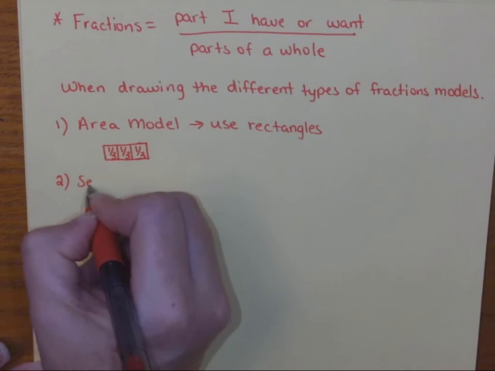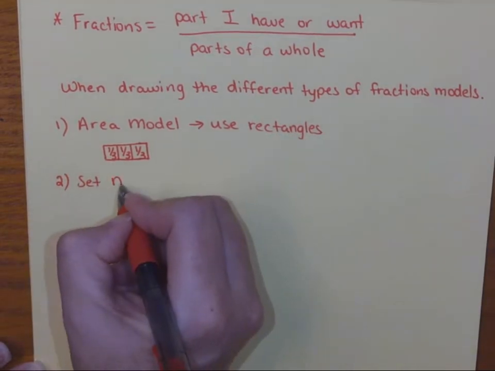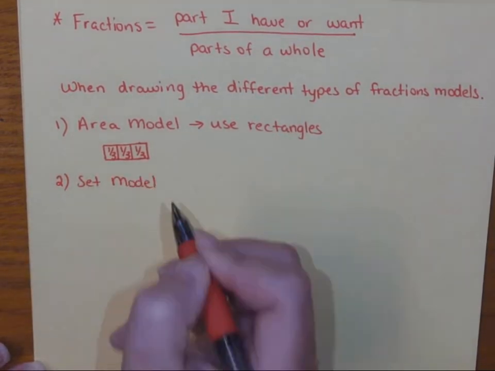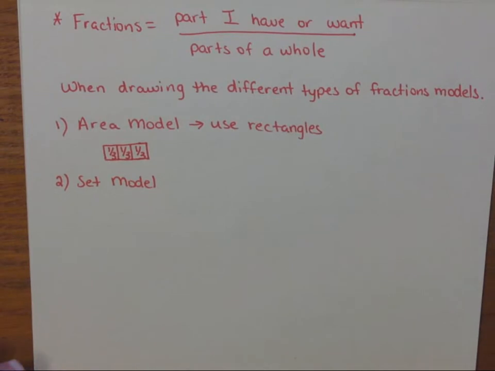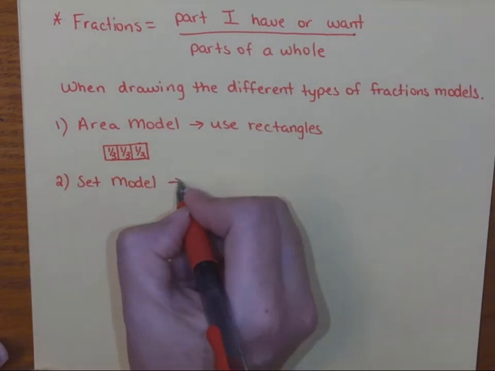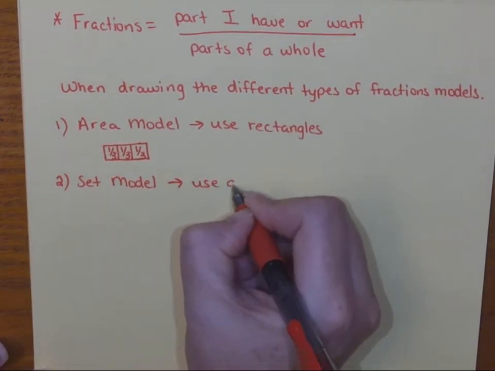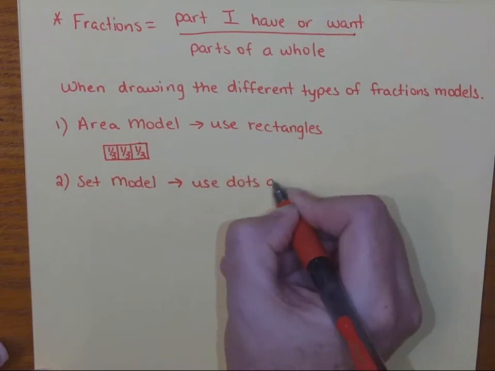Okay, when we want to refer to the set model and maybe we don't want to get out our candy pieces or our paper clips or our coins or whatever, we're going to use dots or circles. They're really quick to draw.